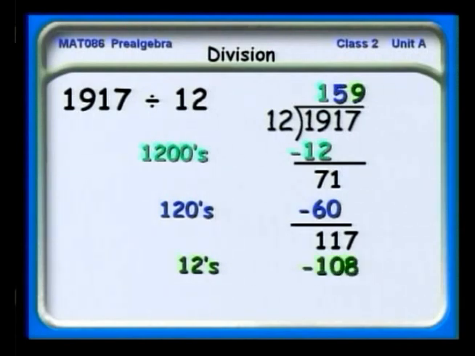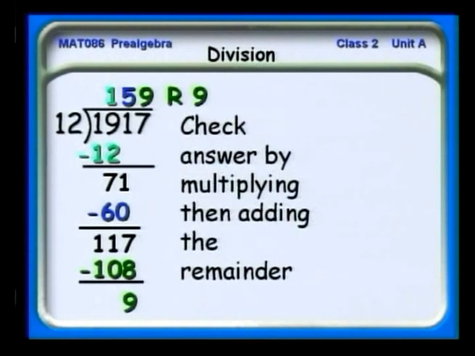And we get 12 times 9 is 108. Then we see that we're going to have a remainder of 9. So our answer to this division problem is 159 remainder 9. Now again, if we want to, we can check this by multiplication.